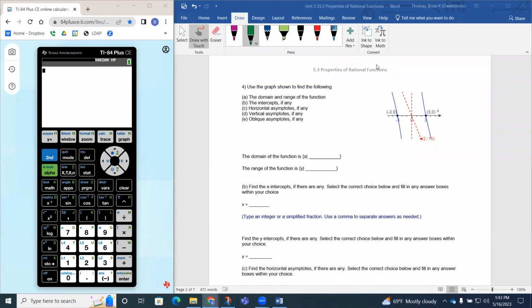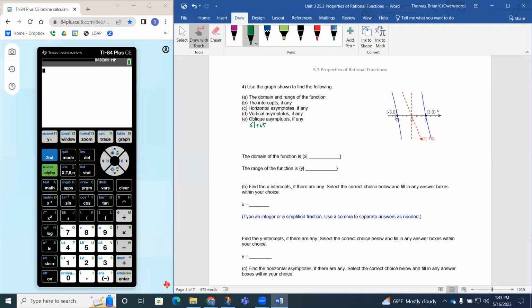So question 4 says, use the graph shown to find the following: the domain and range, intercepts, if any, horizontal asymptotes, if any, vertical asymptotes, if any, oblique asymptotes, if any. Oblique also kind of can be defined as slant. So domain, again, is this left to right concept.